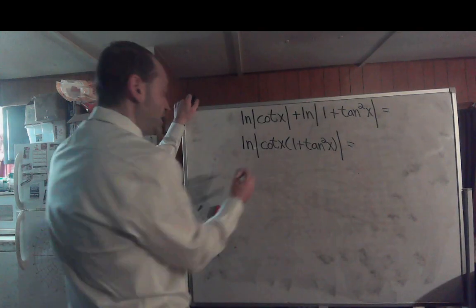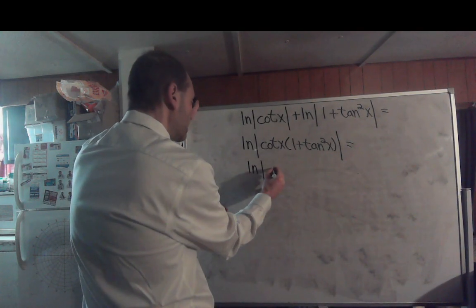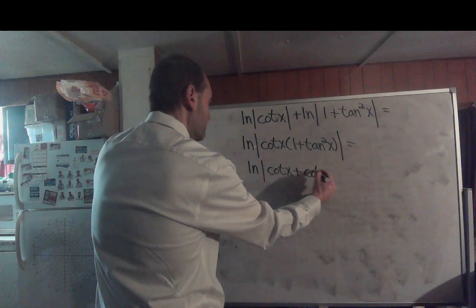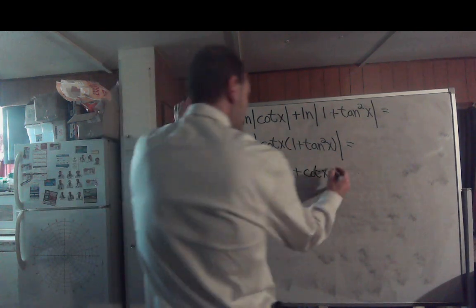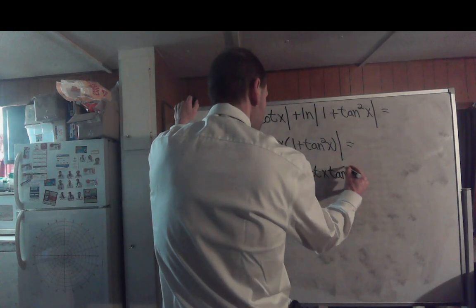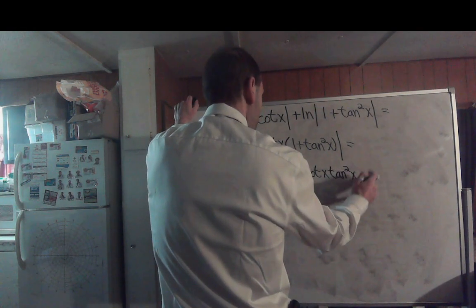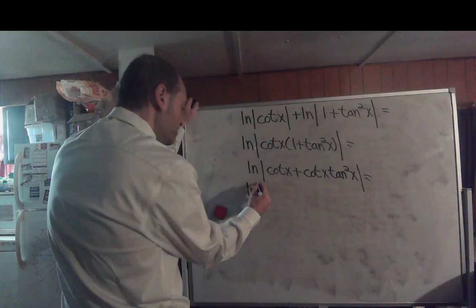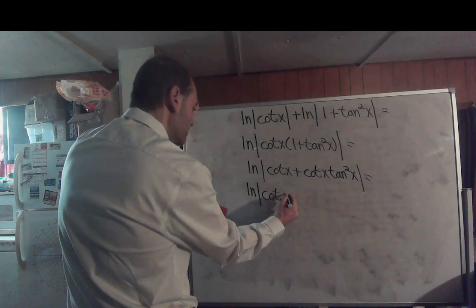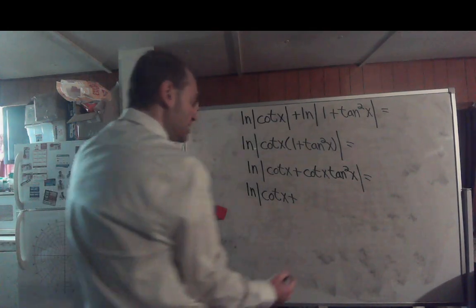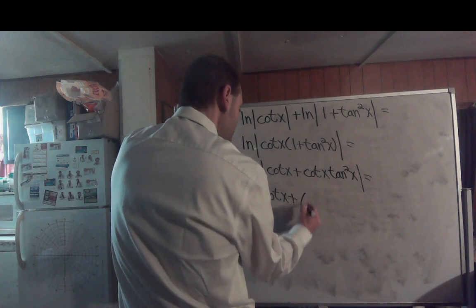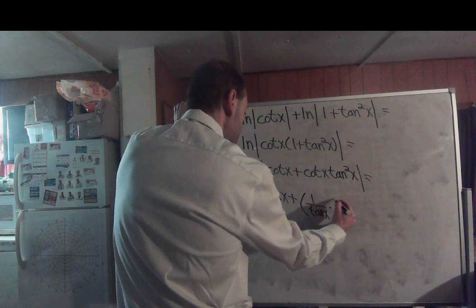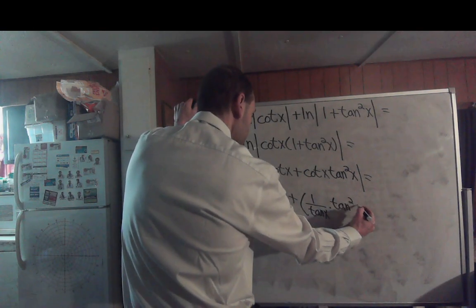Well, we can simplify this further. This would be the natural log of the cotangent of x plus the cotangent of x times the tangent squared of x. Well, this is interesting now because this will turn into the natural log of the cotangent of x plus, what is that cotangent of x? Isn't that the same as 1 over tangent of x, then times the tangent squared of x?